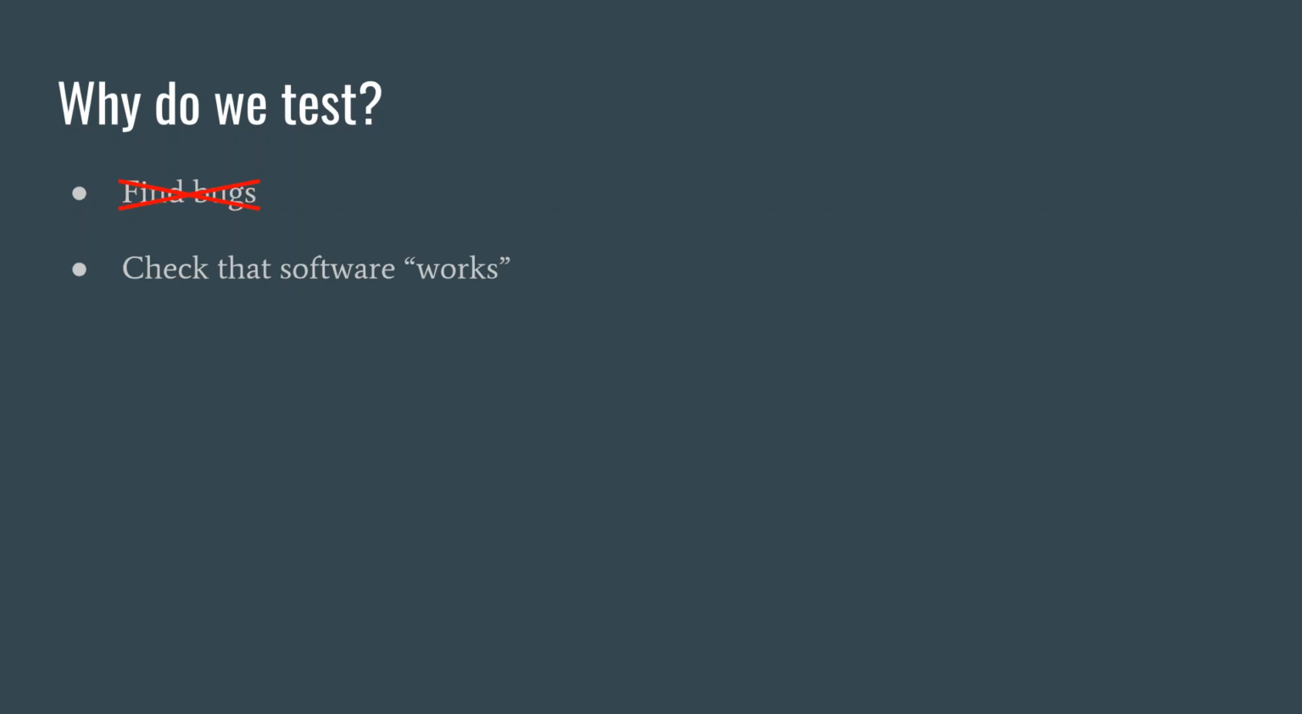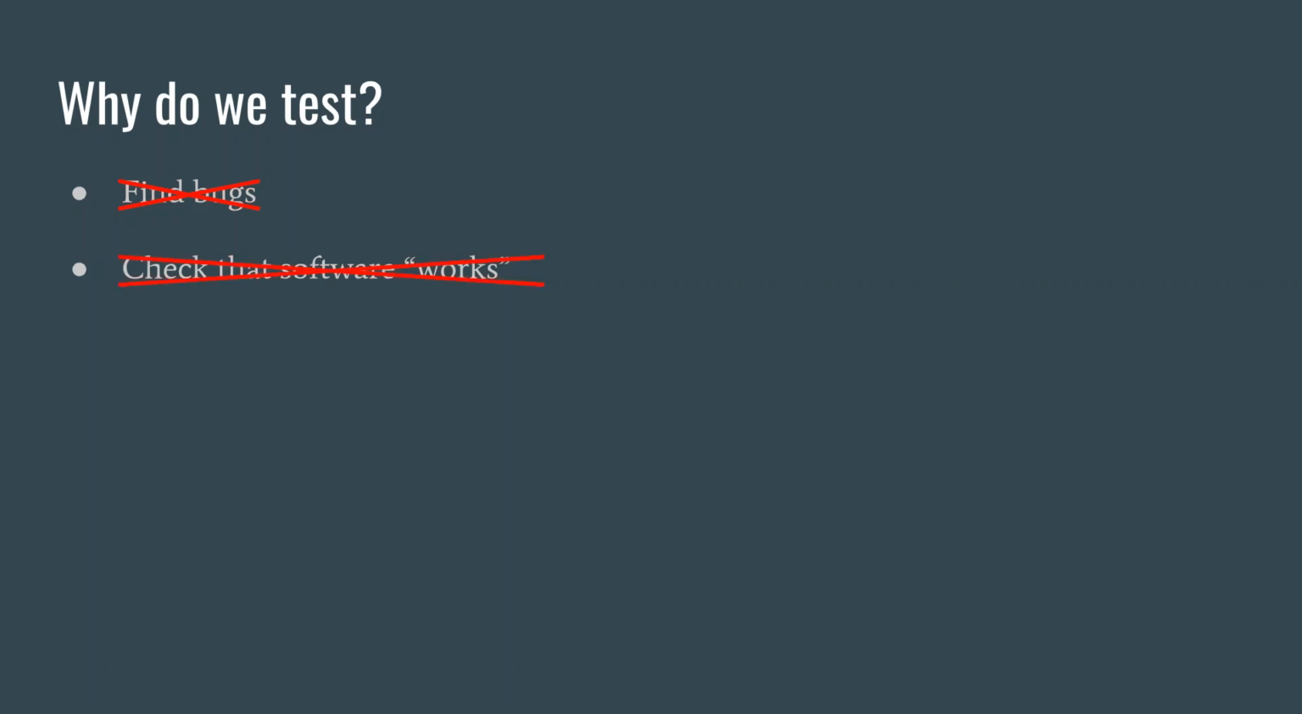If you flip the coin and think about the other side, you might test to check that the software works. And that's much better thinking than thinking about finding bugs. So you want to check that what you've done is the right thing. But then what does it really mean that it works? This statement, the answer to why do we test, check that the software works, isn't really the best way to think about it because it's vague. It doesn't give you an actual definition. What does it mean that your software works?